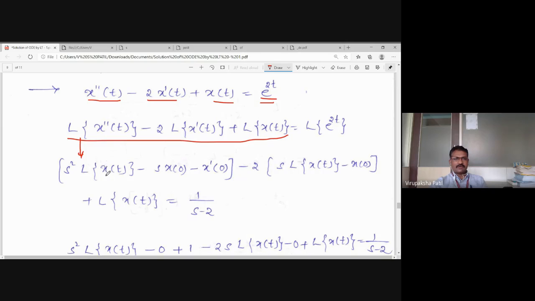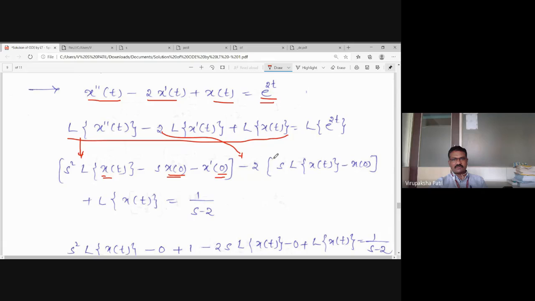If it is y you would have written this as y, if it is z you would have written it as z, if it is some other variable you would have written it as that variable. You have been given it in terms of x, so you will write this one as s square into L of x of t minus s into x at t is equal to 0 minus x dash at t is equal to 0 minus this 2 as it is into bracket.